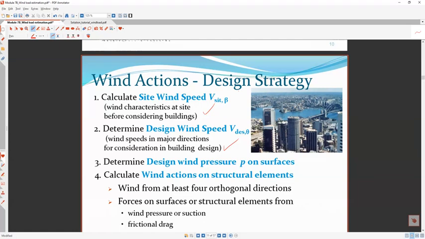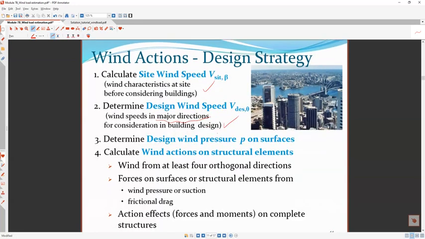That is meteorological data. So if you look at the standard, I think it's stable 4.1. It gives you everything, like all those site wind speeds. And then from that, you derive the design wind speed. Now, when you look at the design wind speed in major directions for consideration in building design, it is V dash theta. So this theta is basically the orientation of the building.